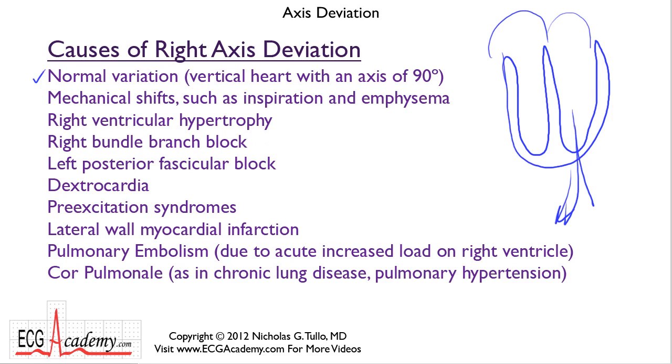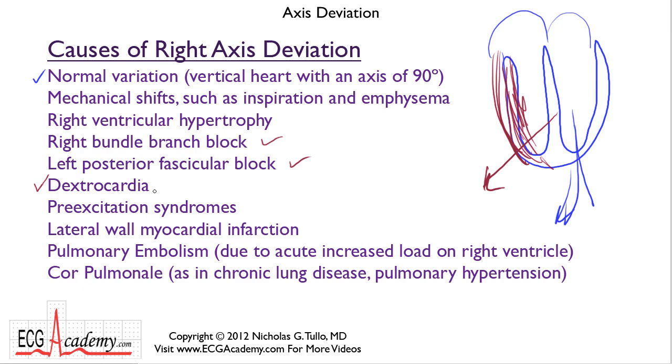If the right ventricle becomes thickened for a variety of reasons, then you have more electrical signal being generated by the right side of the heart, and the electrical vector will shift towards the right. Right bundle branch block and posterior hemiblock are electrical disturbances that can cause a shift in the axis. Dextrocardia is a condition when you're born with the heart on the right side of your chest.